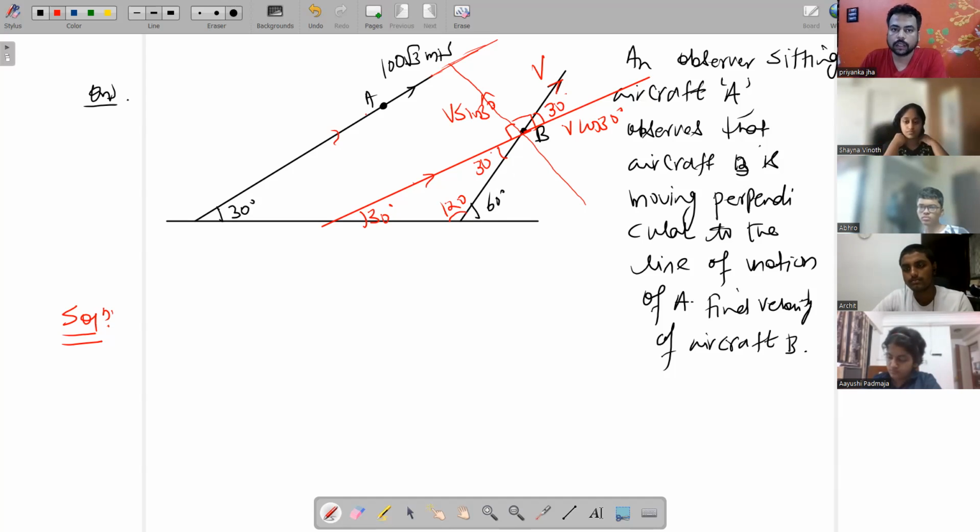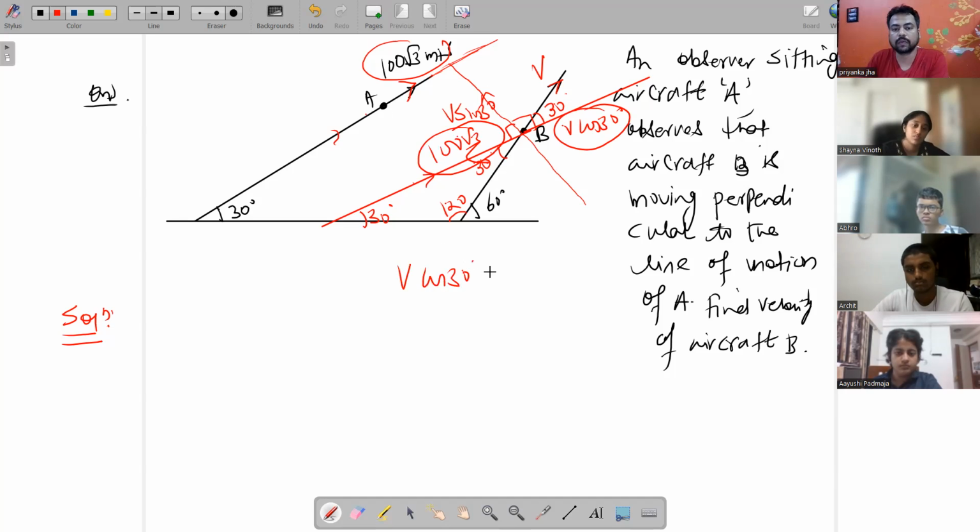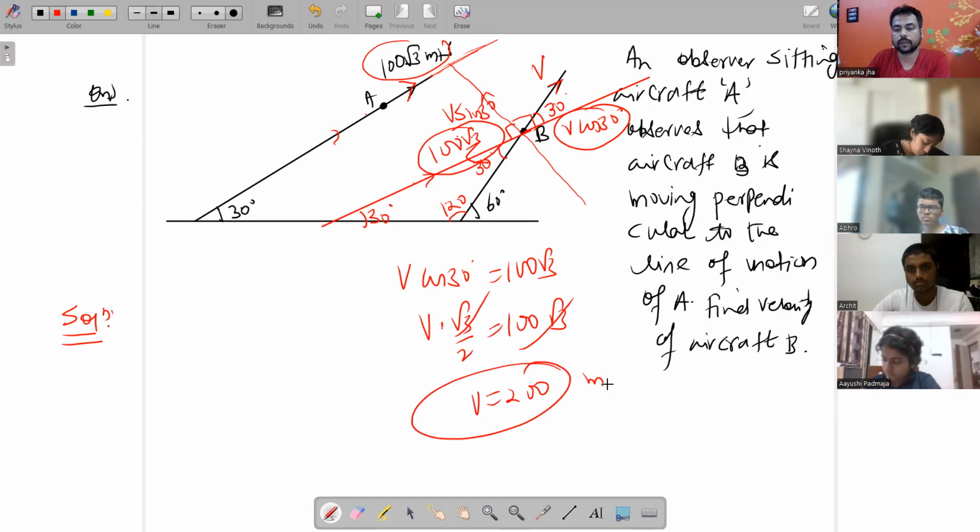Now, this is going in this direction. With respect to A, we have to find, so just reverse it and add here. This is 100 root 3. Now A observes that B is moving perpendicular, so along this line only B will move. It means there should not be any velocity along this line. The resultant velocity should be along this perpendicular line only. So this must be equal to this: V cos 30 equals 100 root 3. So V into root 3 by 2 equals 100 root 3. Got it? So V equals 200 meters per second. Understood?